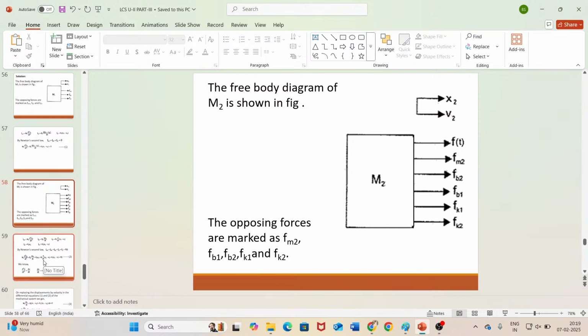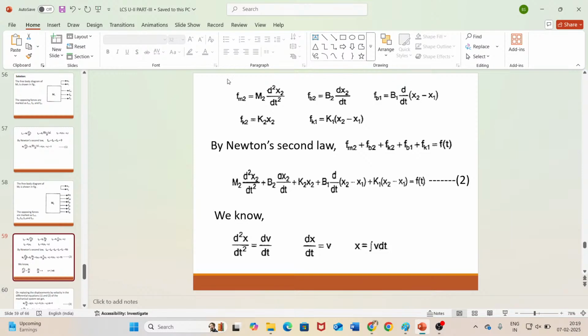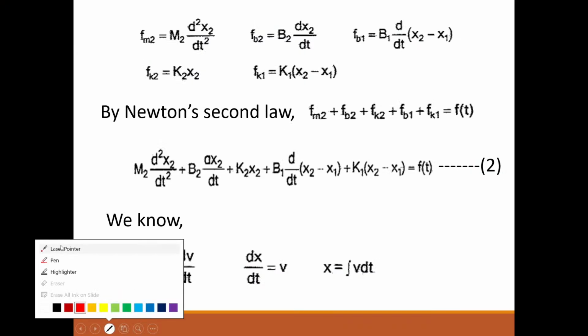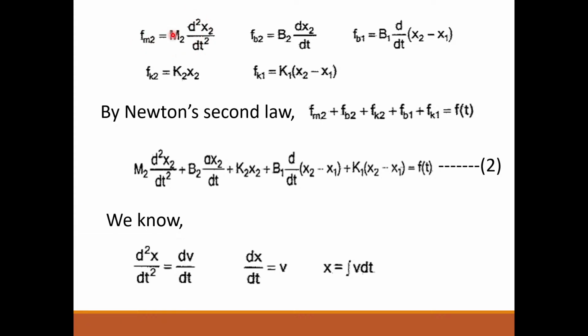So let us see the force equations. Opposing force and of course applied force is f of t. So opposing forces are Fm2. So what is Fm2? Fm2 is equal to m2 d square x2 by dt square. And what is Fb2? B2 d by dt of x2. Fb1 is B1 d by dt of x2 minus x1. Why? Because B1 is between mass 1 and mass 2. So Fk2 is K2 x2. And similarly Fk1 is K1 into x2 minus x1. So why x2 minus x1? Because K1 is between mass 1 and mass 2.